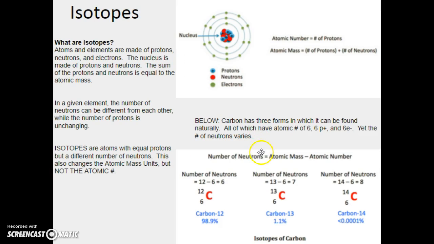So here is an example of carbon isotopes. Carbon has 3 forms in which it can be found naturally, all of which have an atomic number of 6. They have 6 protons and 6 electrons, but the number of neutrons varies. This is carbon 12, carbon 13, and carbon 14. The only thing different about them is the number of neutrons. In carbon 12, it has 6 neutrons. In carbon 13, 7 neutrons. In carbon 14, 8 neutrons.